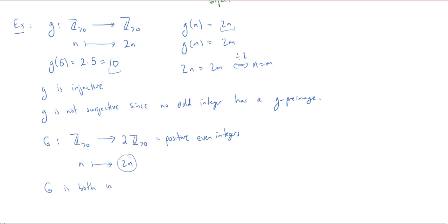So G is both injective and surjective. Of course, this means bijective. Okay, so there's a good couple of examples.